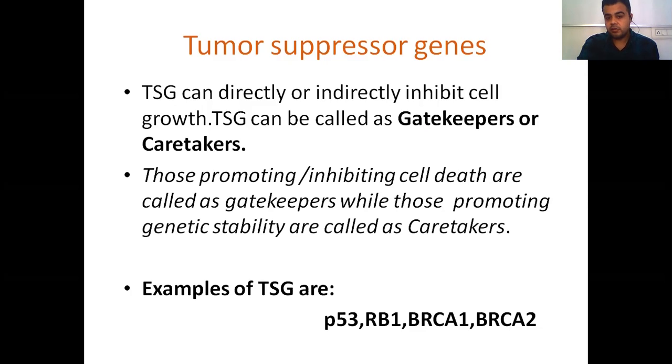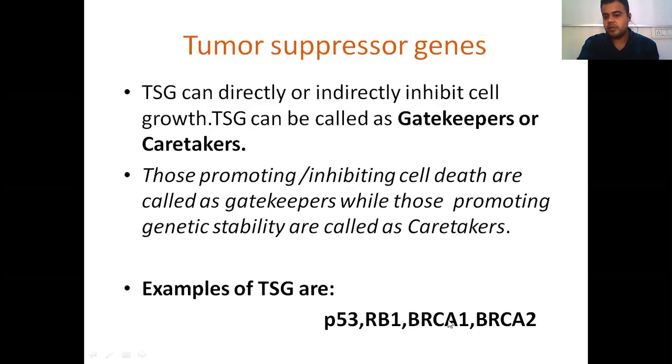They promote or inhibit cell death, so we call them gatekeepers. Those which promote genetic stability, we call caretakers. So both the roles are there. When mutation happens in them, we call it a gatekeeper mutation. Remember the epigenetic progenitor model. Examples are the p53 gene, RB1, BRCA1, BRCA2.